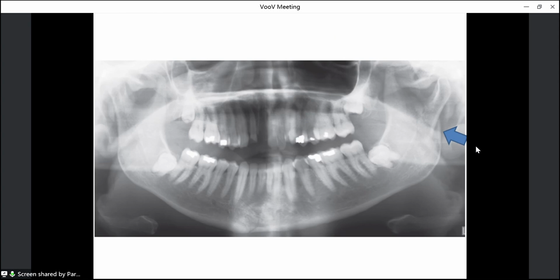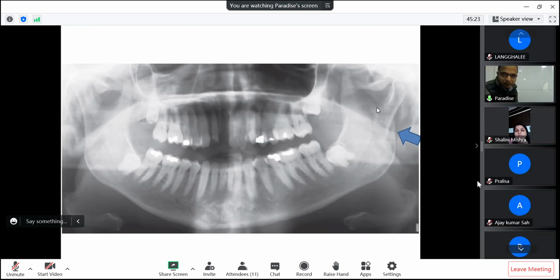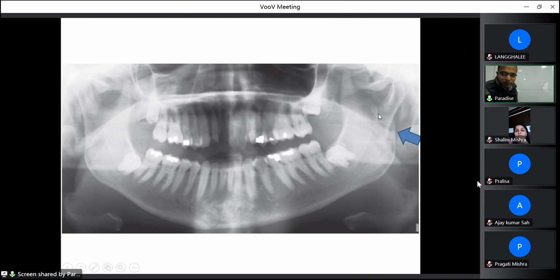There is a fracture in the condylar region. Which side, right side or left side? The left side. Yes, on the left side you can see the radiolucency present in the subcondylar region. The fracture line started from this area and it has reached the posterior border of the ramus of the mandible. So it is minimally displaced, or we can say an undisplaced, left subcondylar fracture of the mandible.